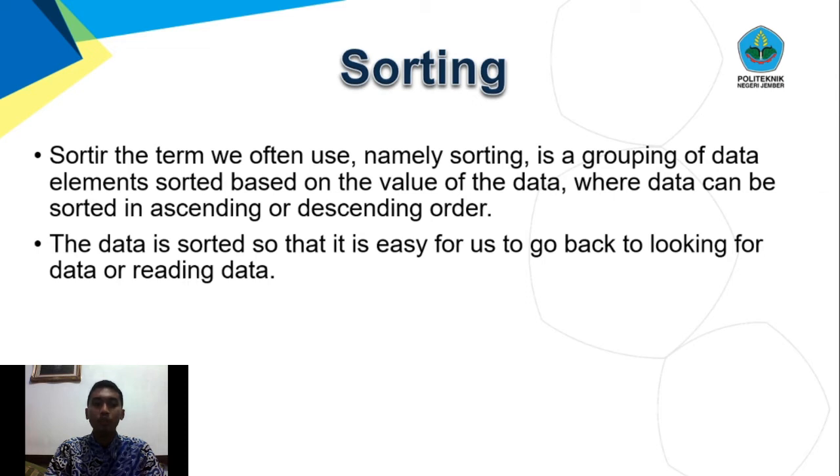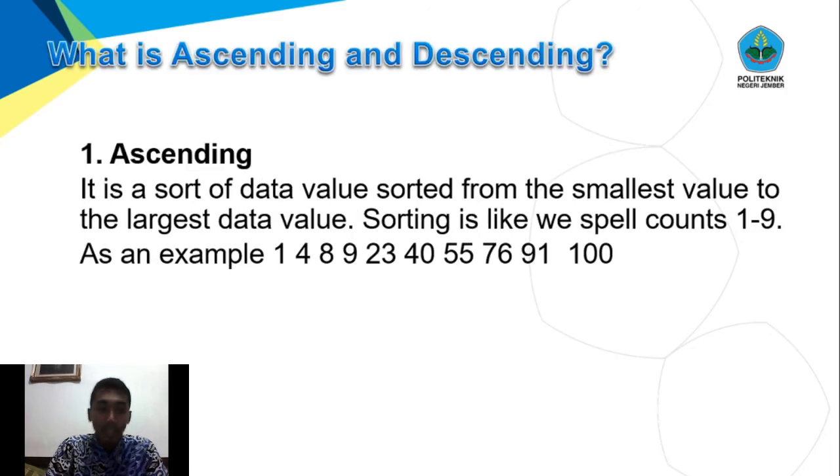Sorting is a grouping of data elements sorted based on the value of the data, where data can be sorted in ascending or descending. The data is sorted so that it is easy for us to go back to looking for data or reading data. What is ascending and descending? Ascending is a sort of data value from the smallest value to the largest data value.